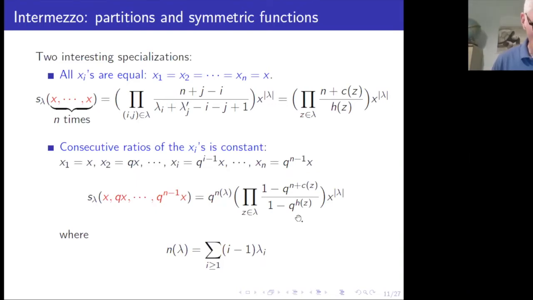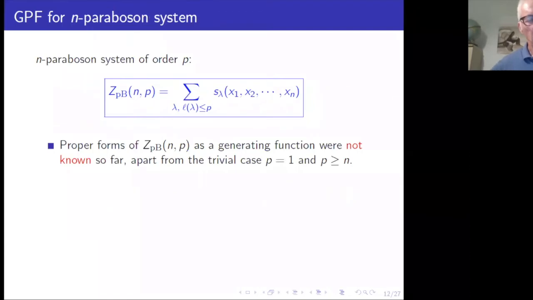And let's now go back to the n paraboson system first. In this case, I'm not going to give proofs or details of the work that we have done and that others have done. But the partition function, which is based on the character of the n paraboson system of order p, you can write as an infinite sum over all Schur functions lambda, such that the length of lambda is less than or equal to this p. And remember, p is a certain choice you make, 1, 2, 3, and so on.